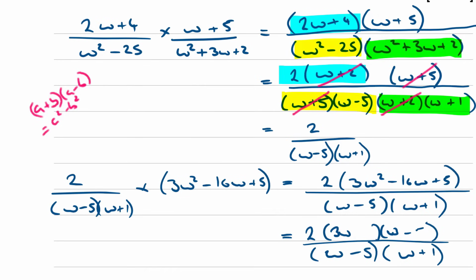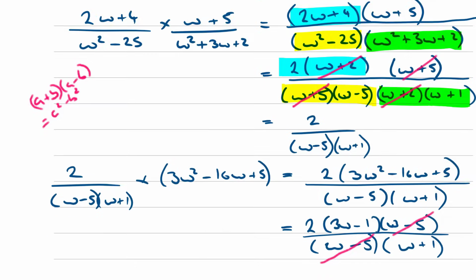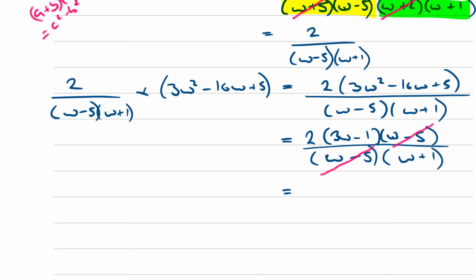So if we put a minus 5 in there and a minus 1 in there, then that kind of works, doesn't it? So 3w times the minus 5 would give me minus 15w, and the minus 1 times the w would give me minus w, giving minus 16w altogether. So that does work. Right, so then can we cancel anything now? Again, I've got a w minus 5 there and a w minus 5 there, so they can cancel each other out. And what's left? We've got a 2, we've got a 3w minus 1 over w plus 1.